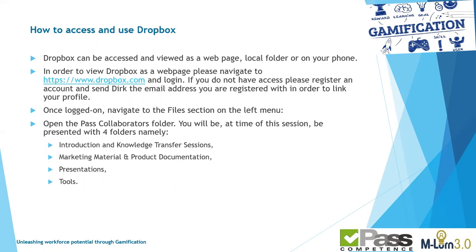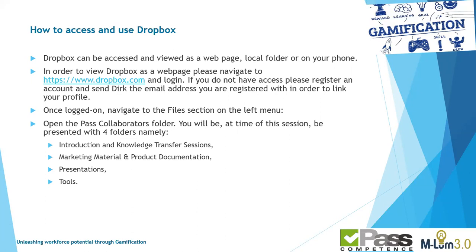How to access and use Dropbox? Dropbox can be accessed either as a web page, a local folder on your workstation or laptop, or on your cell phone. In order to view Dropbox as a web page, you need to navigate to the Dropbox website, which is https://www.dropbox.com and log in. If you do not have access, please register an account and just send Dirk the email address you are registered with in order to link your profile. Sorry for me speaking in the third person here.